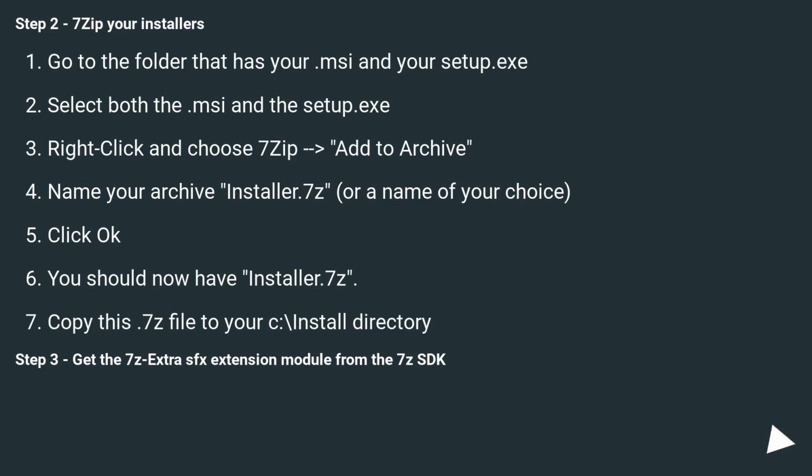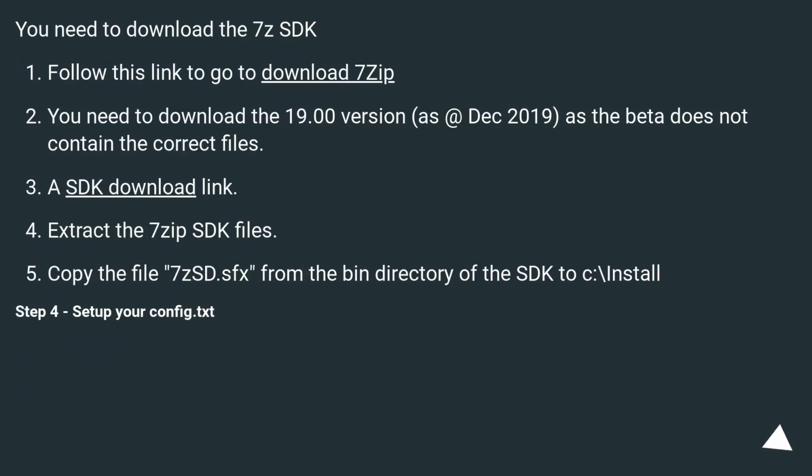Step 3. Get the 7z Extra SFX extension module from the 7z SDK. You need to download the 7z SDK. Follow this link to go to download 7zip. You need to download the 19.00 version, as at Dec 2019, as the beta does not contain the correct files. Extract the 7zip SDK files. Copy the file 7zsd.sfx from the bin directory of the SDK to C:\bar.